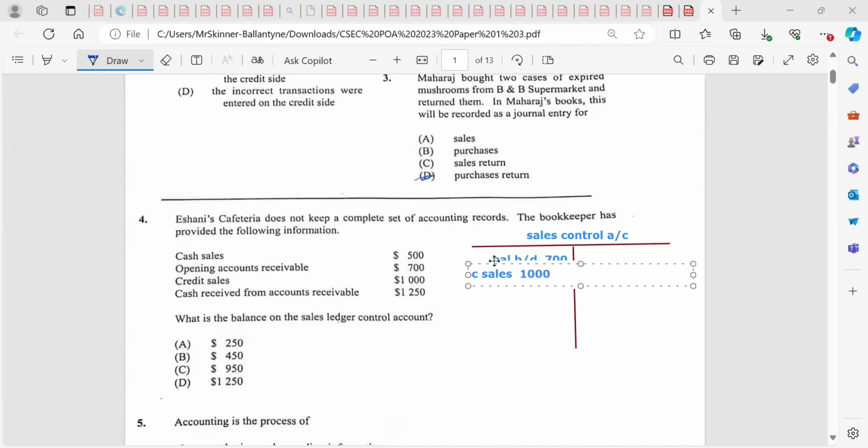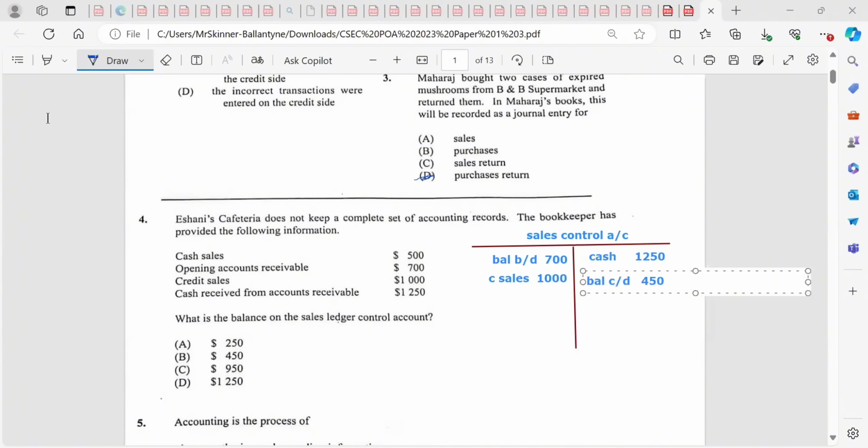Cash received from accounts receivable, if they pay you what they owe, is that increasing what they owe or decreasing? Decreasing, so you're going to credit. That's the last thing, because remember, we're not doing anything with the cash sales. So we're going to balance it now. The balancing figure will be the difference between the two sides. The debit side is equal to 1,700. The credit side is equal to 1,250. The difference, 1,700 minus 1,250, gives us 450. And that is how they get B.